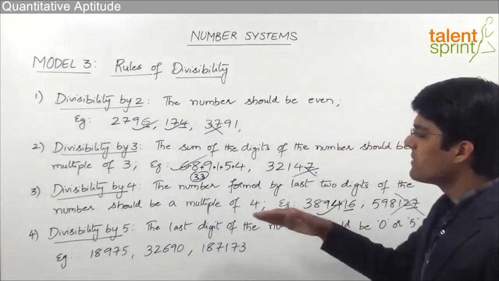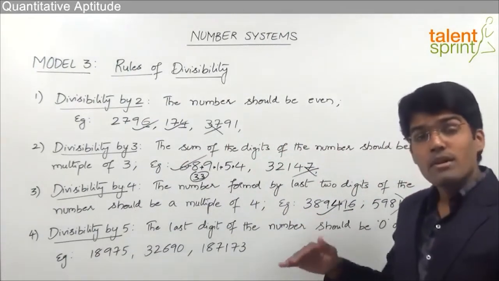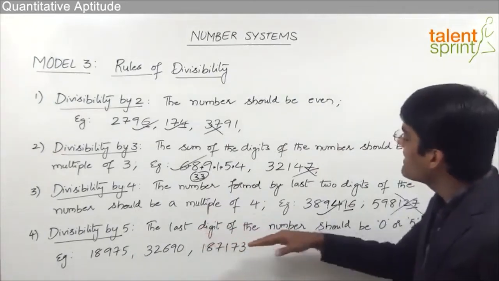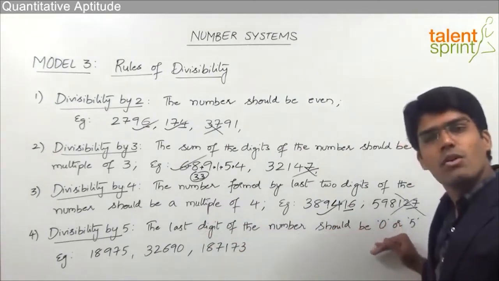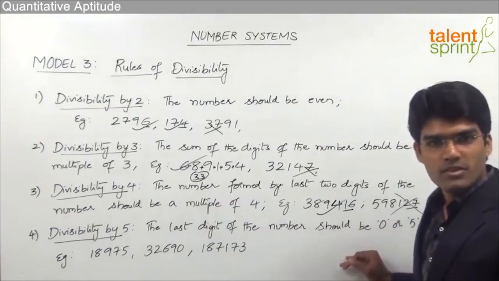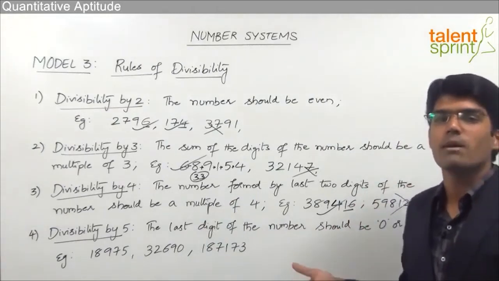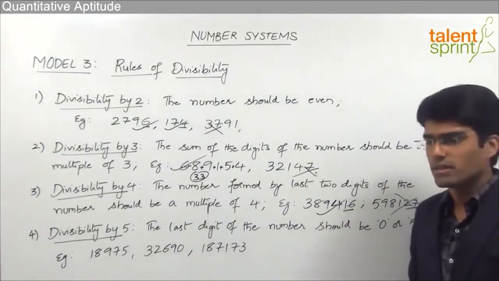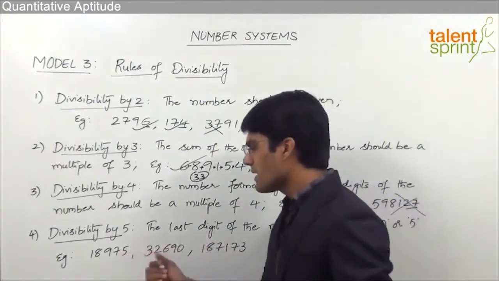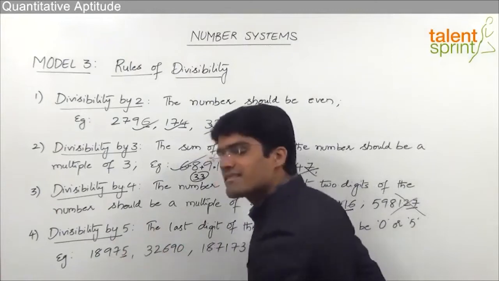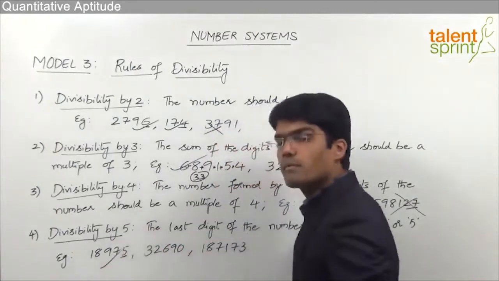Now moving on to the divisibility by 5. For a number to be divisible by 5, the last digit of the number should be either 0 or 5 itself. So this is very simple. We only need to check the last digit. If it is 0 or 5, then the number is divisible by 5. Otherwise it is not. So some simple examples here are 18975. Here the last digit is 5. So this is divisible by 5.